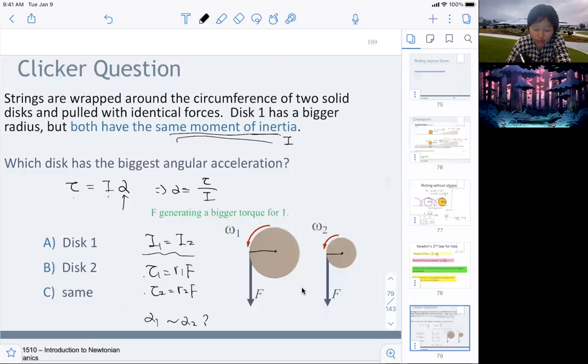So torque 1 is simply R1 times F. This is R2 times F, because torque is what? R cross F. And R and F right now are perpendicular. They have a 90-degree angle. So this cross product becomes R times F, right? Sine of 90 degrees is 1. So just RF. Now R1 is longer, a bigger radius. So torque 1 is bigger than torque 2.